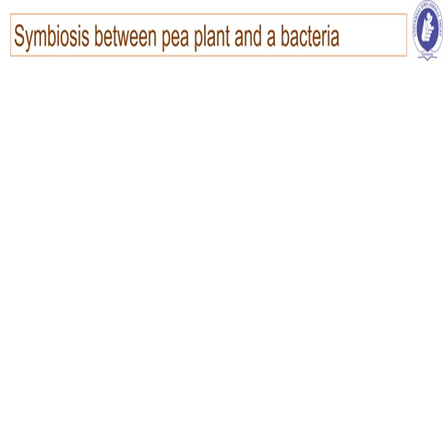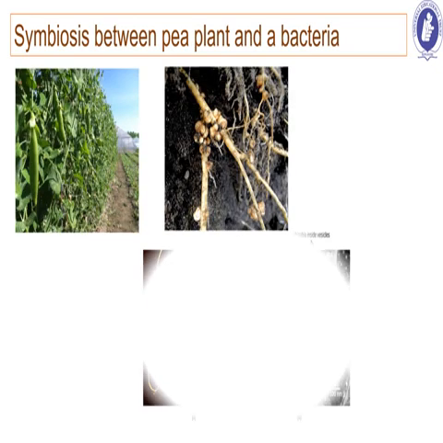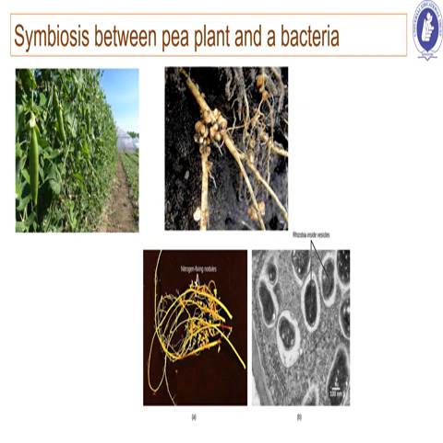What is the symbiotic relationship between pea plant and a bacteria? Let us see. In the first picture you can see a pea plant. In the second picture you can see the roots of the pea plant, and here there are small circular bulgings. Those contain a bacteria called rhizobium. In the next picture you can see these big circles are microscopic enlargements of the rhizobium. Rhizobia inside vesicles, that means rhizobia present inside the roots of the leguminous plant.